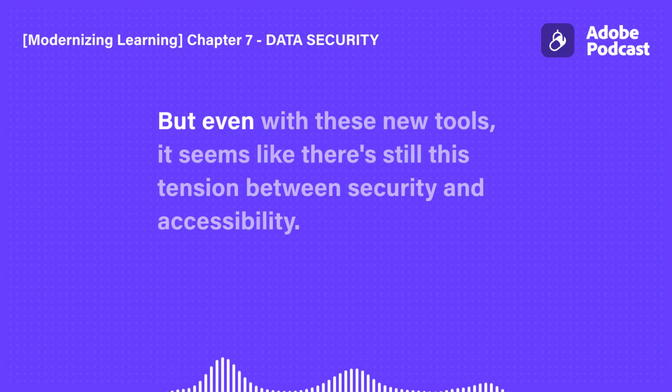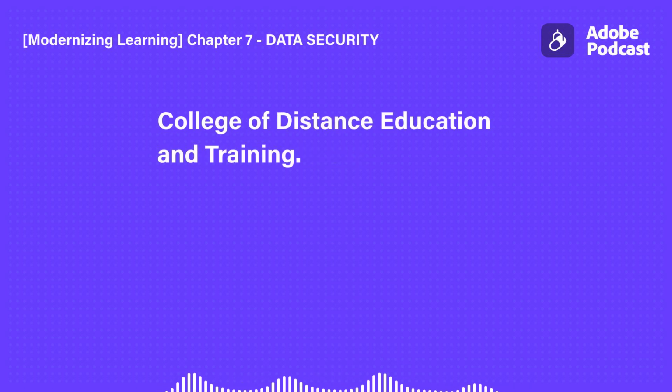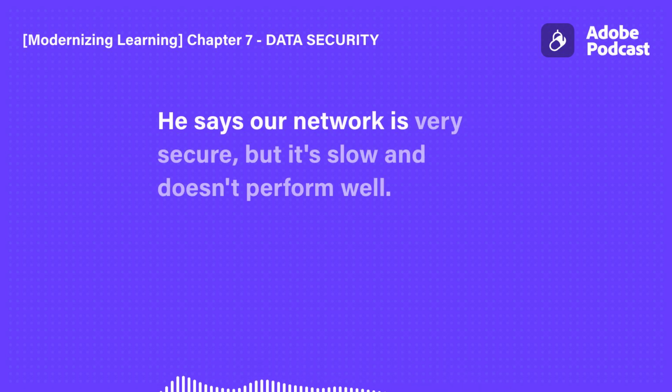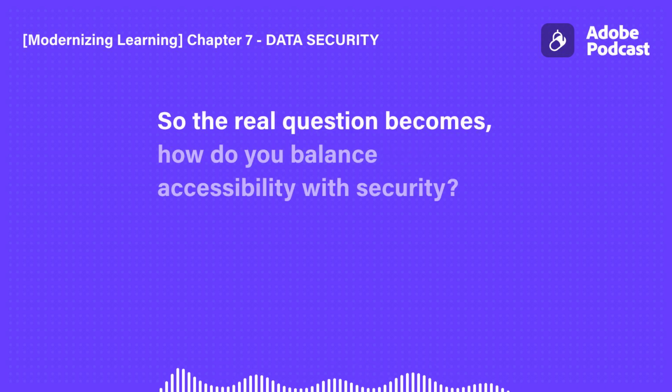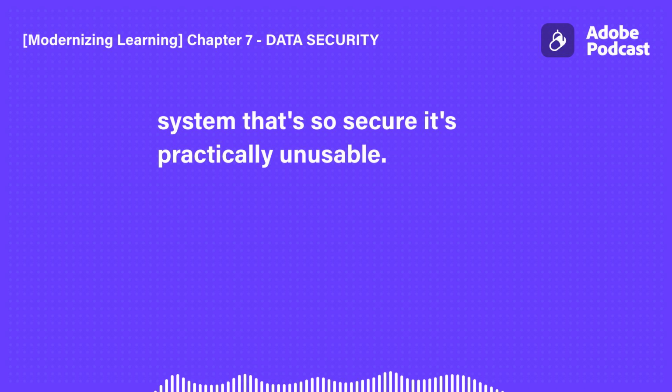But even with these new tools, it seems like there's still this tension between security and accessibility. Yeah. The chapter quotes Larry Smith from the USMC College of Distance Education and Training, and it really resonated with me. He says, "Our network is very secure, but it's slow and doesn't perform well." So the real question becomes, how do you balance accessibility with security? How do you meet both? Right. And I think we've all experienced that frustration of trying to use a system that's so secure, it's practically unusable.